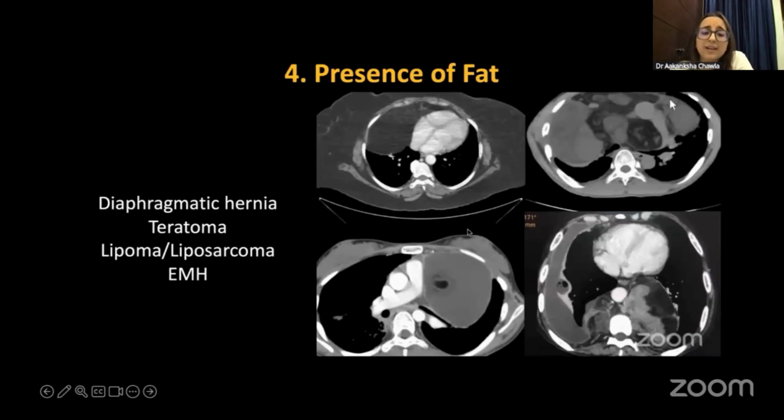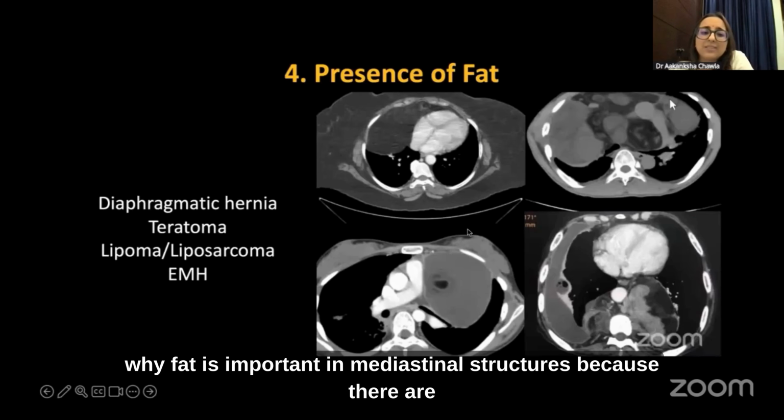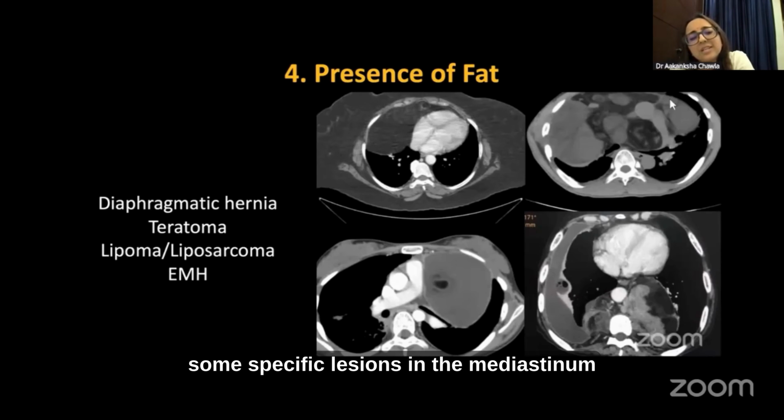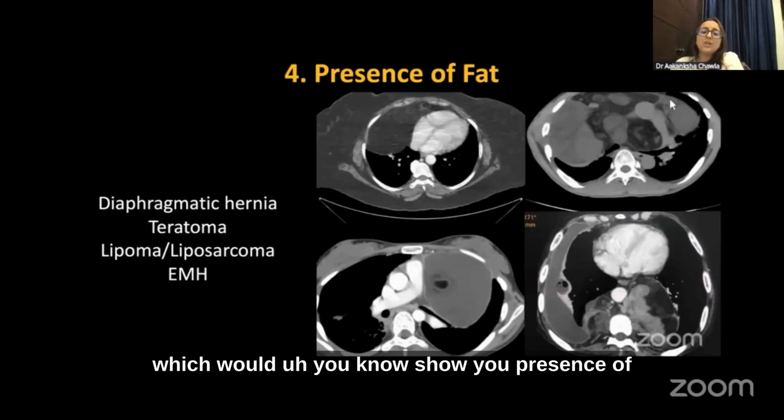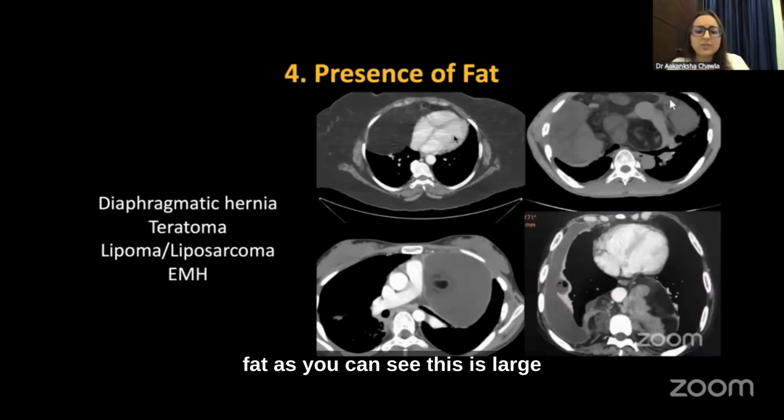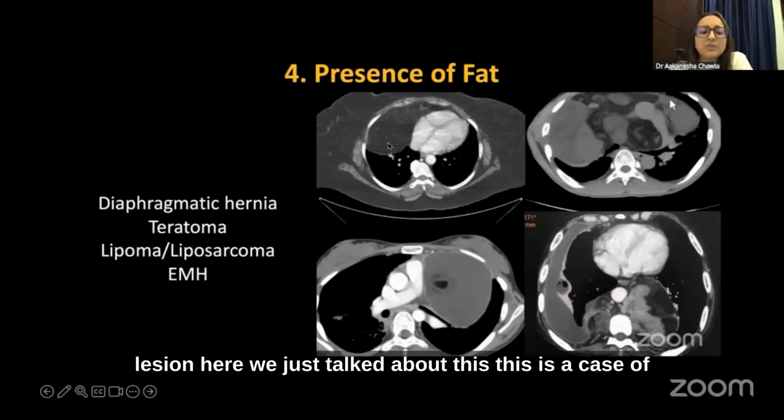Now, presence of fat. Why fat is important in mediastinal structures is because there are some specific lesions in the mediastinum which would show you presence of fat. As you can see, this is a large lesion here. We just talked about this.